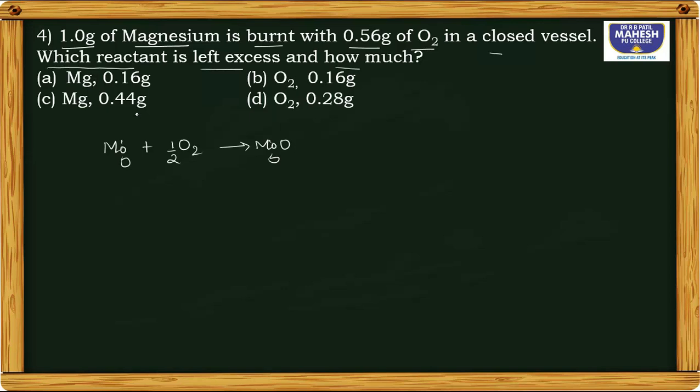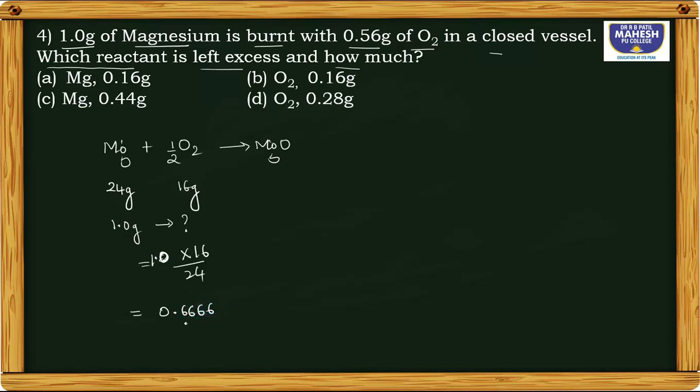Now, students, we know that 24 grams, that is the atomic mass of magnesium, reacts with only one oxygen, meaning 16 grams of oxygen, to form magnesium oxide as a product. Now, to react with 1 gram of magnesium, how many grams of oxygen are required? So I have to do 1 into 16 divided by 24, this cross multiplication. When I do that, I am going to get the answer 0.666, and so on.